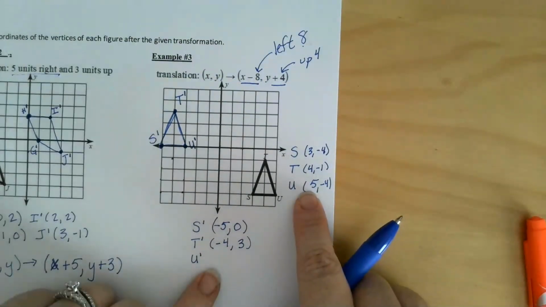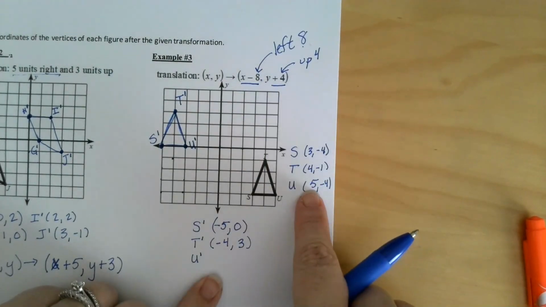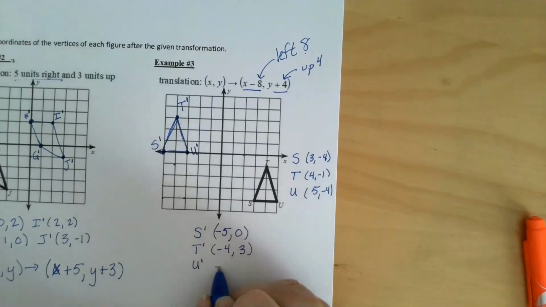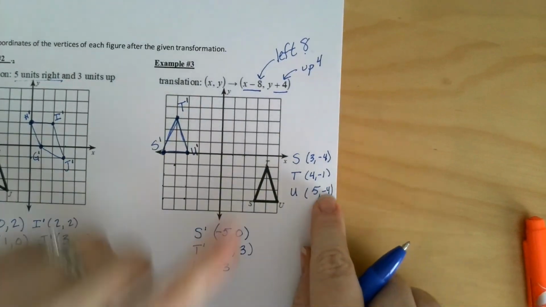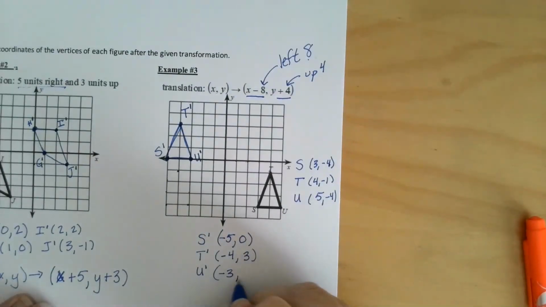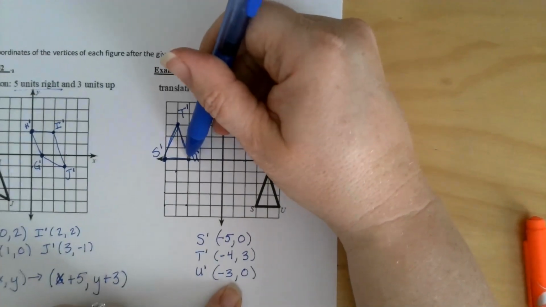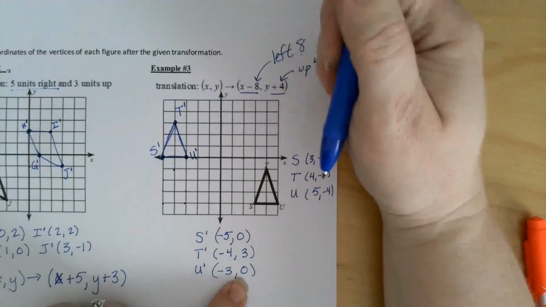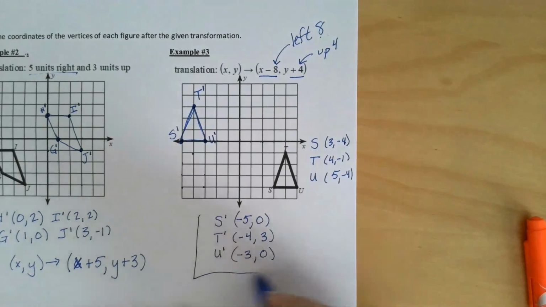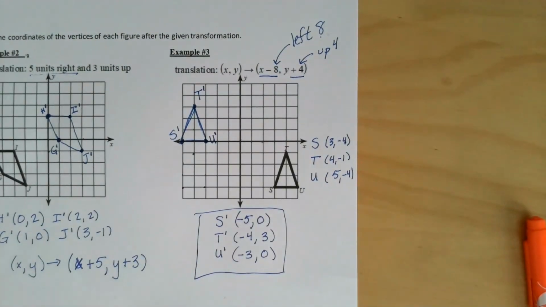And then finally U, if I take 5 and I subtract 8, I get -3. And if I take -4 and I add 4, I get 0. Let's verify. 1, 2, 3 in the negative direction, and then 0 in the y direction. So that's what my answer looks like there.